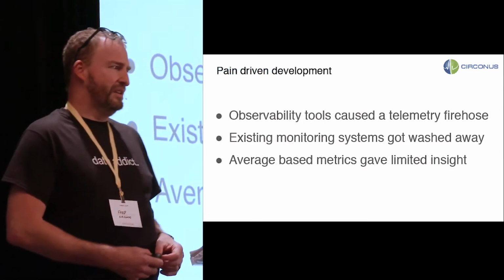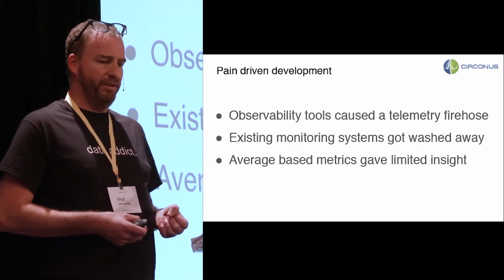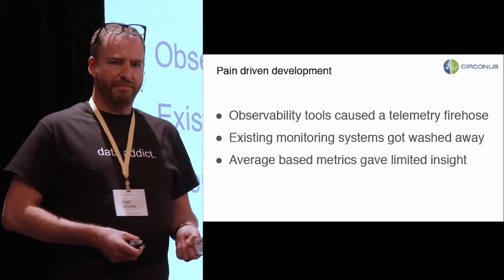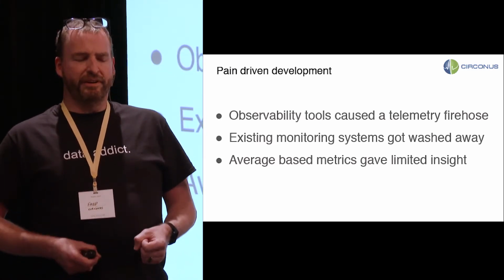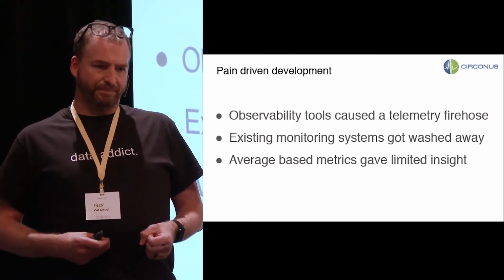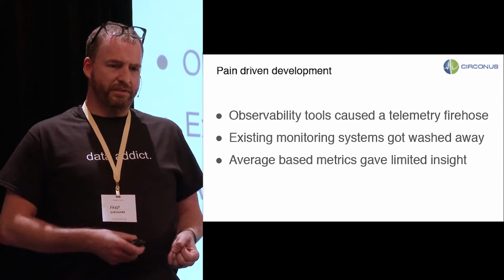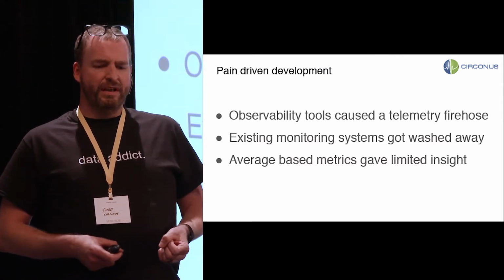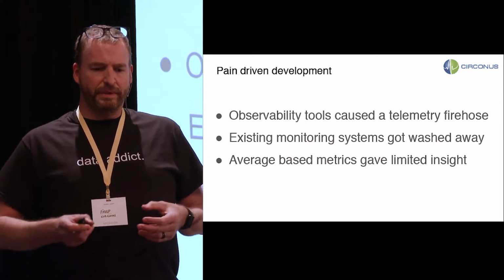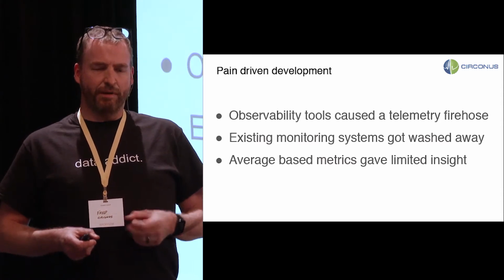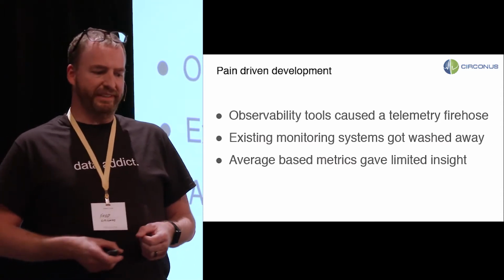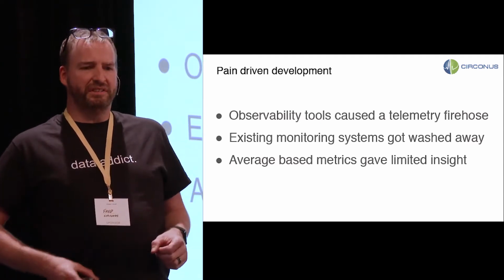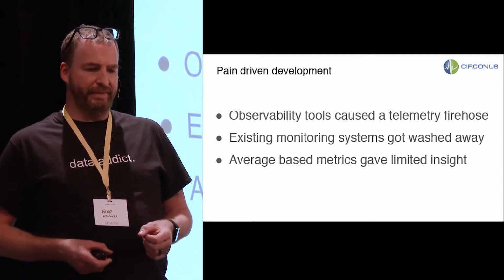At Circonus, we do large-scale, very high-volume time series operational telemetry, and the development of our systems has been driven through pain. When Circonus started about 8 years ago, the founders set out to solve problems with distributed systems, and so they used observability tools like dtrace. And what they got was just a fire hose of telemetry from that.